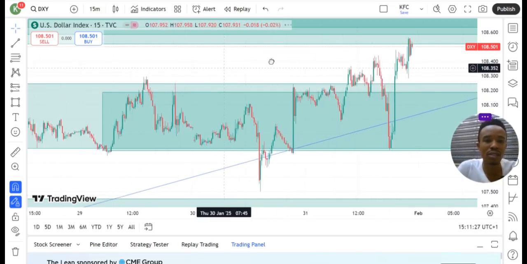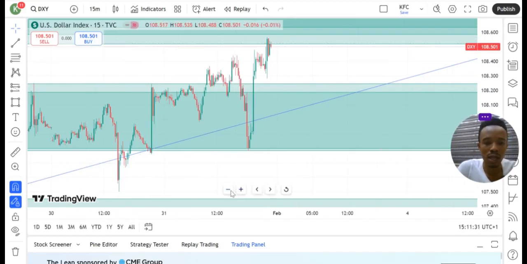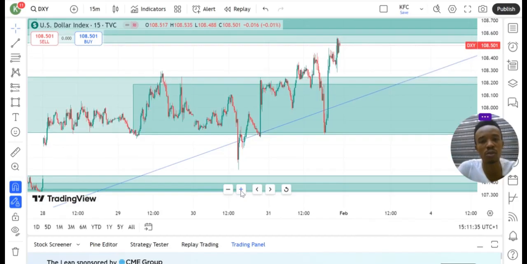Now, this is the dollar index, which is also known as DXY. What I do, as you can see, it's a new week, is I try as much as possible to understand the directional bias of the dollar index, of which my major pairs are GU and EU. Whatever the dollar index does tells me what to do, inverse to the GU and EU.